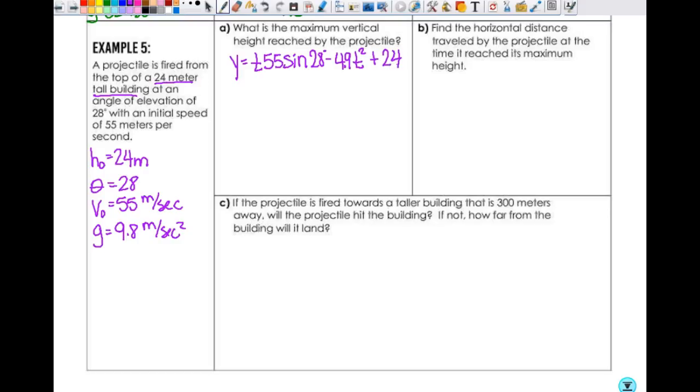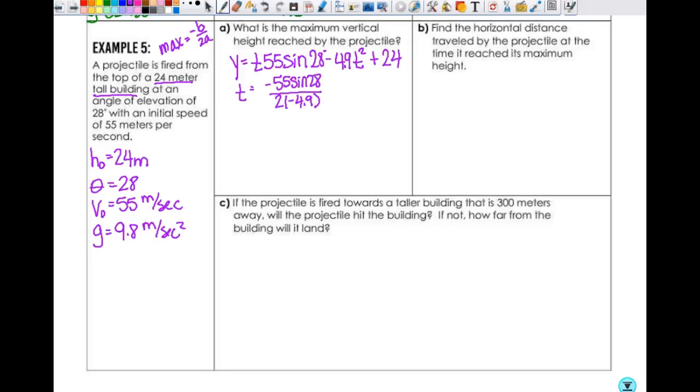So maximum height. I want you to think about how you found the maximum with quadratics in Algebra 2. Because this is a quadratic, it's not in descending order, but that doesn't really matter. We should still be able to figure out what A, B, and C are. Do you remember your maximum being negative B over 2A, right? So this is our B, so we get negative 55 times the sine of 28 over 2 times negative 4.9.